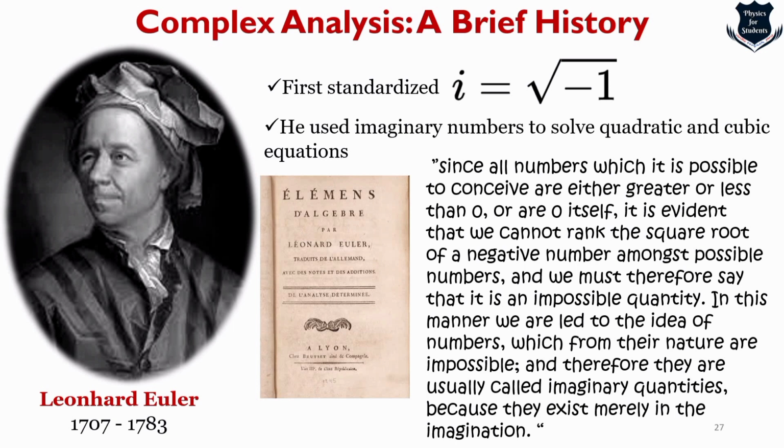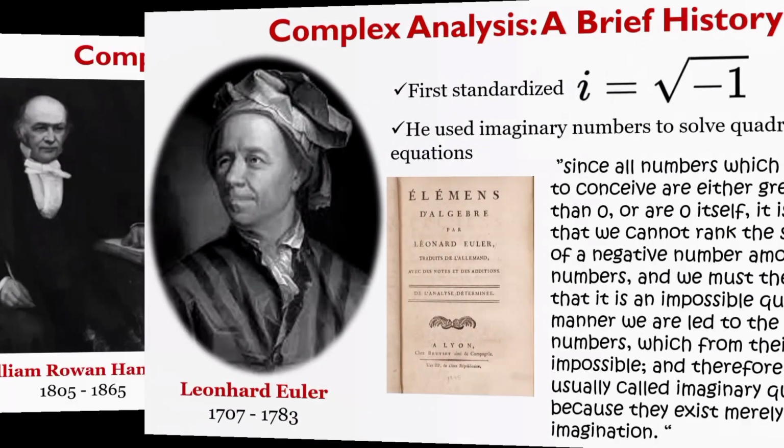So here comes the first coining of the term imaginary number by the great Swiss mathematician Leonhard Euler. And here in his book, The Algebra, he mentions that because it is something which is beyond comprehension and can only remain in imagination, we call it an imaginary number.